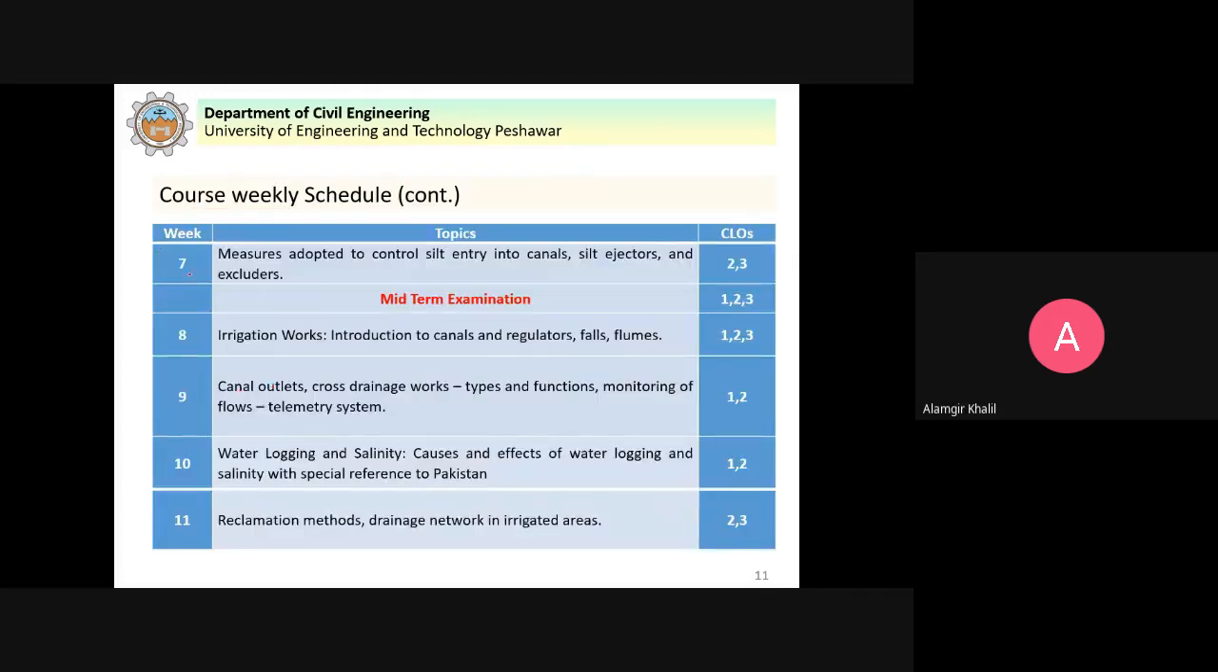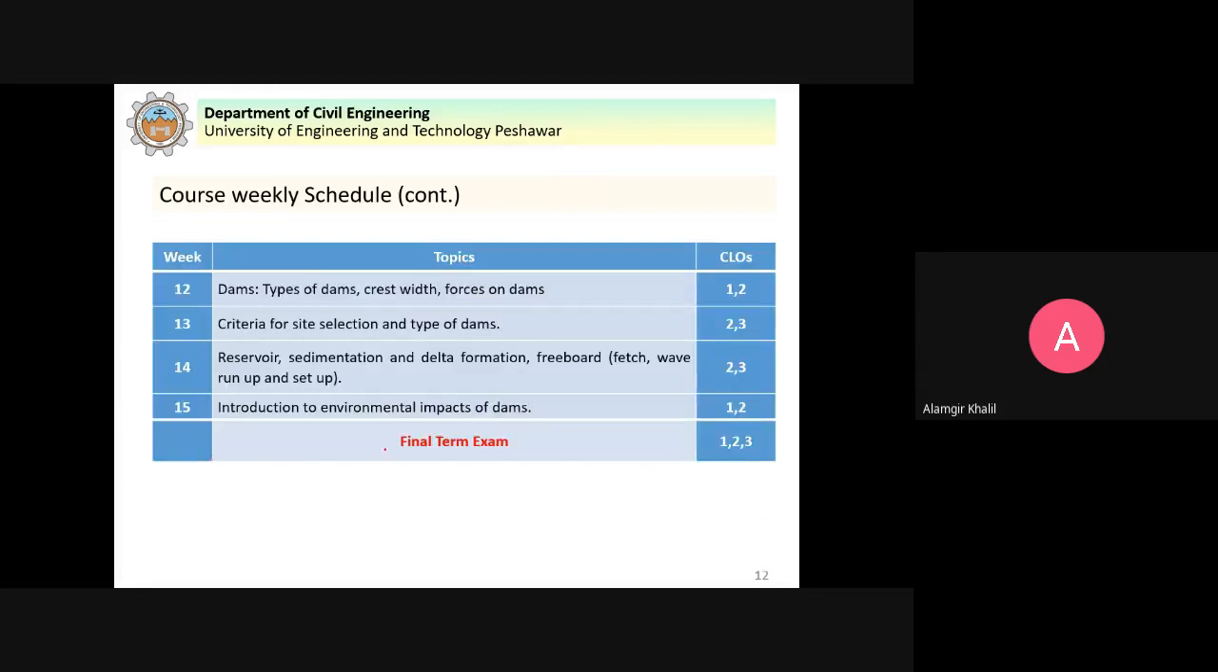So we have 7 working weeks, and then we will have the midterm exam. After midterm, we have 8 working weeks. So making a total of 15 working weeks, 7 before the midterm exam and 8 after the midterm exam. And then there will be final term exam.